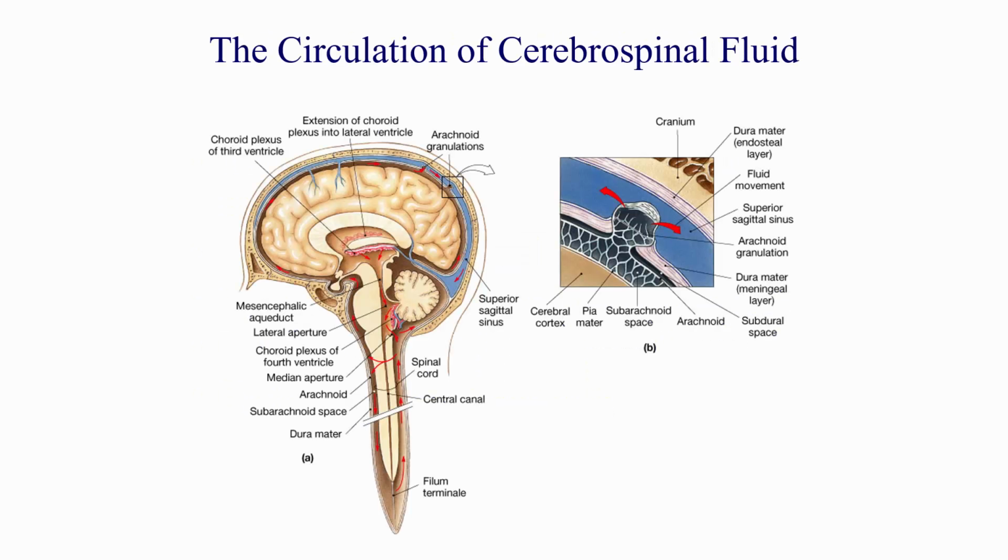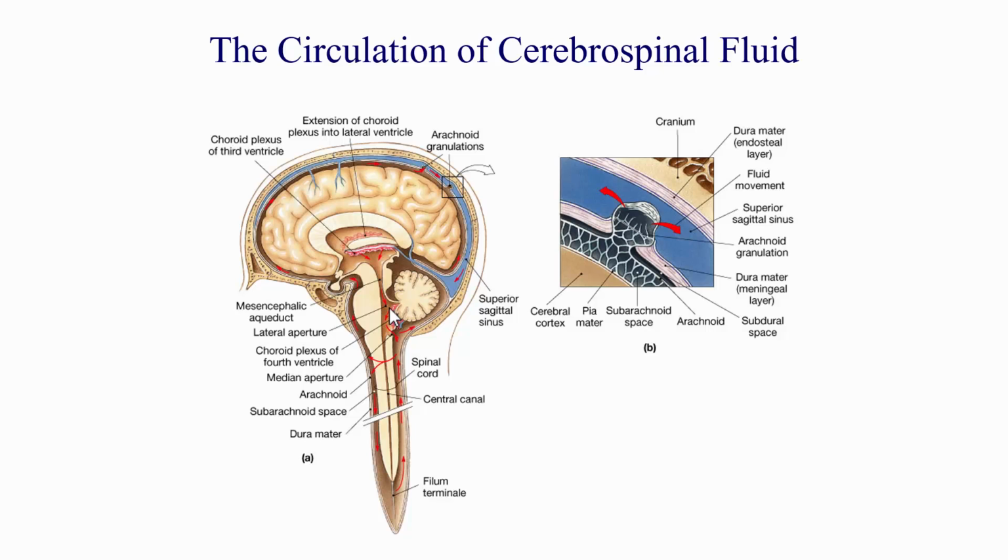So again, if we look at the flow, here's the choroid plexus, made up of ependymal cells, which produce the cerebral spinal fluid. Here's the lateral ventricle. Okay, and then here's the opening here, which flows then into the third ventricle, which then flows through the mesencephalic aqueduct, or cerebral aqueduct, into the fourth ventricle.